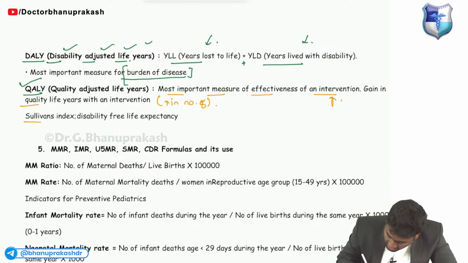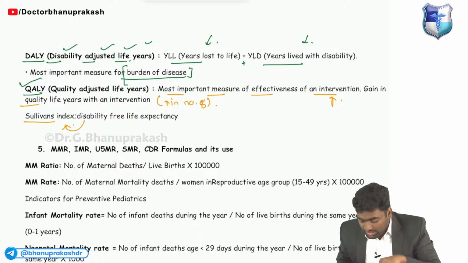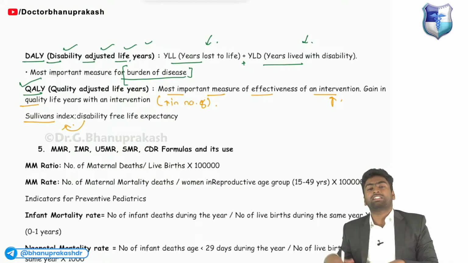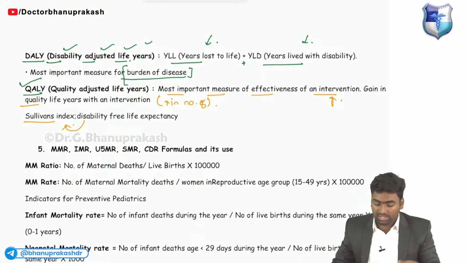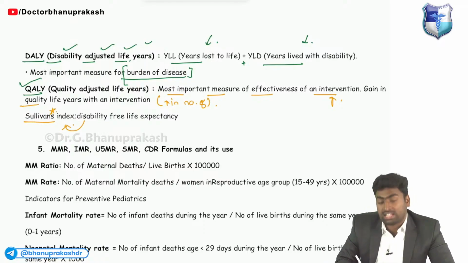Fine. And the next one: how many years he lived without any disability or disease. For example, if the disease started at 30, it means till 30 years he was without any disease or disability. Remember this. That is known as Sullivan's index.